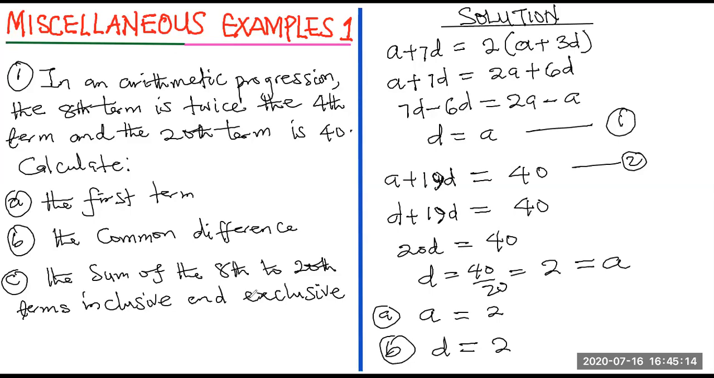Alright, perfect. The next thing we go to find is the sum of the 8th to the 20th terms, inclusive and exclusive. We have two different scenarios here, so let's find the inclusive sum first. What is inclusive? Inclusive means that we are including the boundaries. The boundaries of 8 and 20 are included. That's what we mean by inclusive.